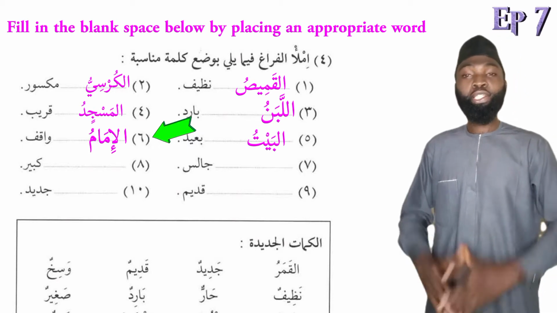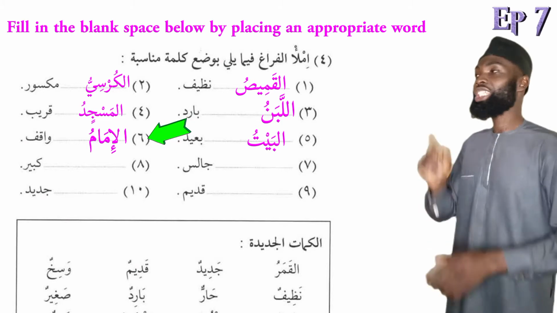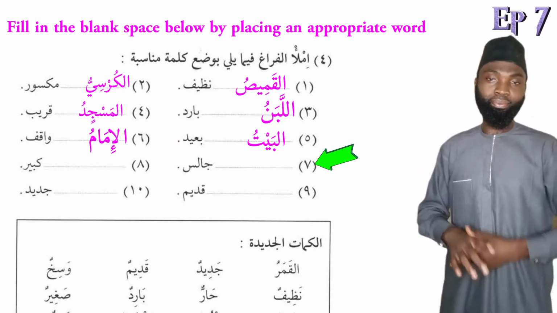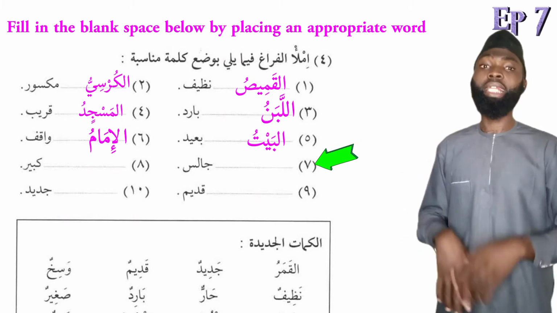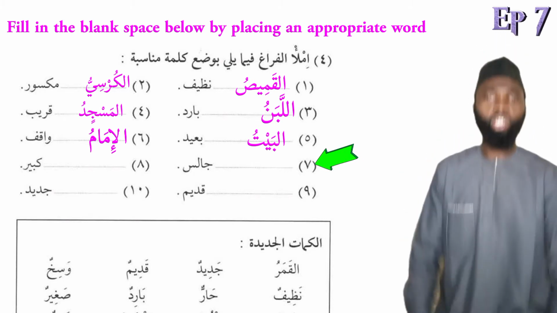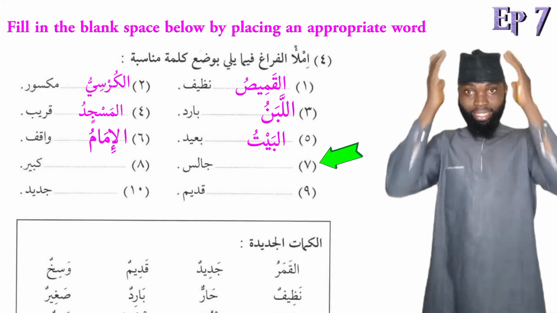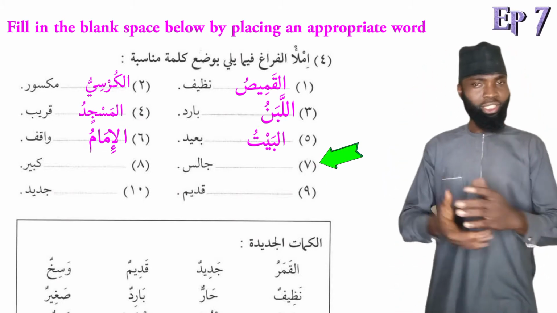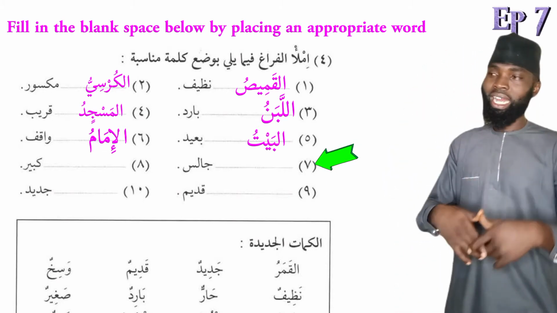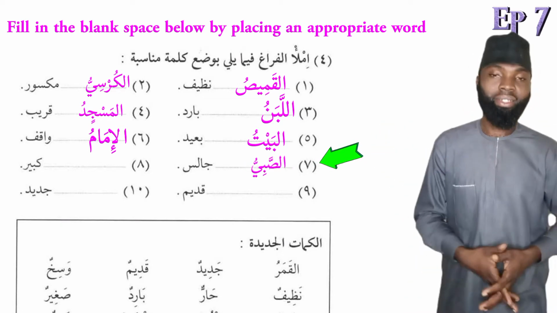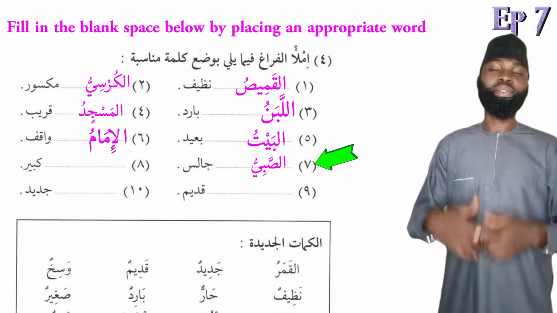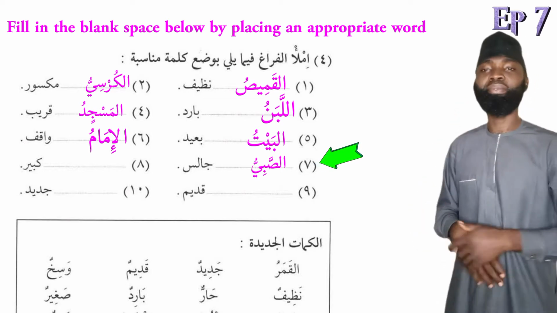MashaAllah. So now we have number 7, dash dash dash jalisun. So what is jalisun? Jalisun simply means sitting. So who is sitting? You can simply say, MashaAllah, good. Asabiyu, the boy, jalisun, is sitting. Asabiyu jalisun, the young boy is sitting.